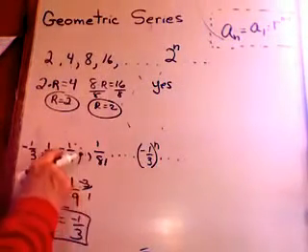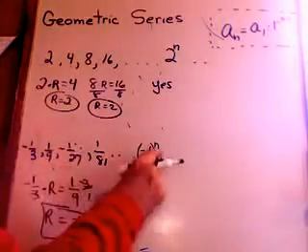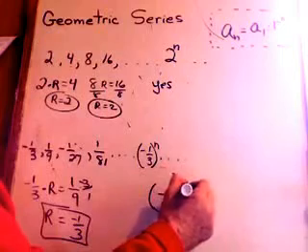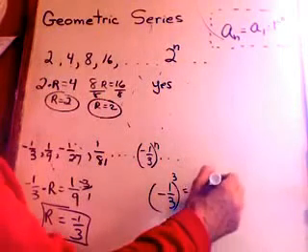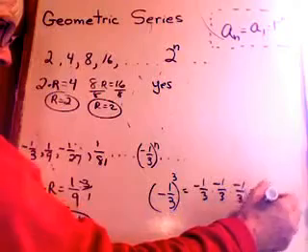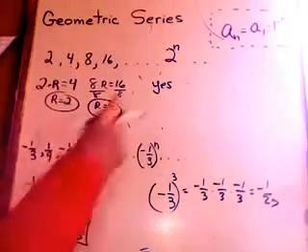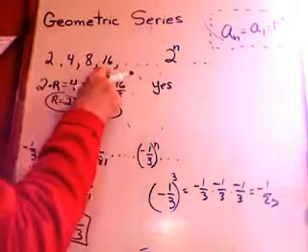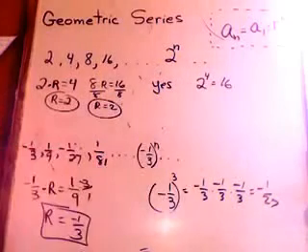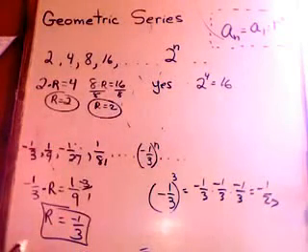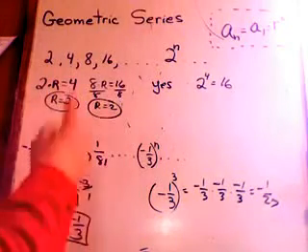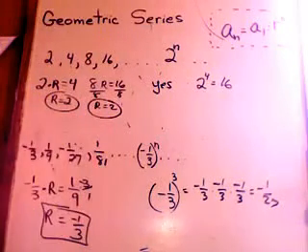The third term is negative 1 over 27. What is negative 1/3 to the third? I could figure that out, and I get negative 1 over 27. So I tested the formula also. And you could test the formula here. What's the fourth term? 2 to the fourth. Is 2 to the fourth 16? Oh yeah. So there's how to identify a geometric series. Find the r and test the r for a few terms.